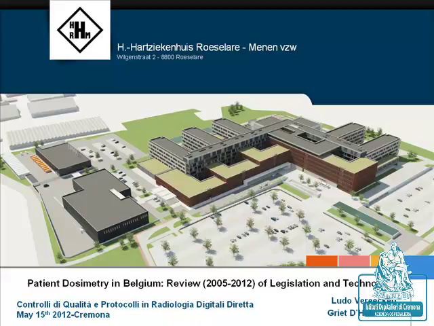So we did some quality control on our digital systems. The systems you see are all flat panels or CTs. I have to warn you that there is a big difference between what we think the patient gets as a dose and what is really administered.